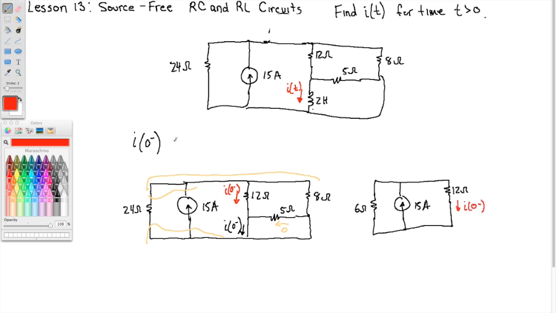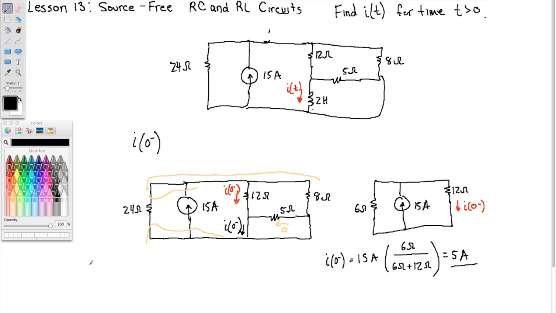Okay, we need to find i of 0 minus. We can do this with current division because the 12 ohm and the 6 ohm are in parallel. So i of 0 minus is 15 amps times the resistor whose current we're not interested in, 6 ohms, divided by the sum of the two. Okay, so this fraction is 1/3. 1/3 of 15 is 5 amps.